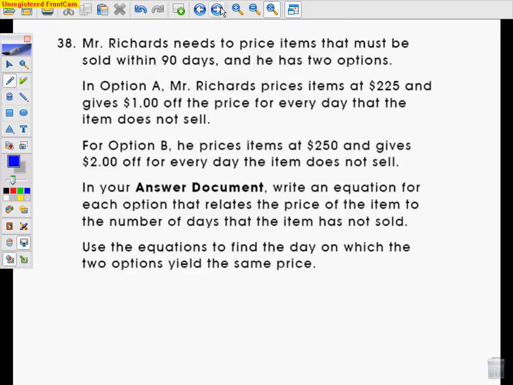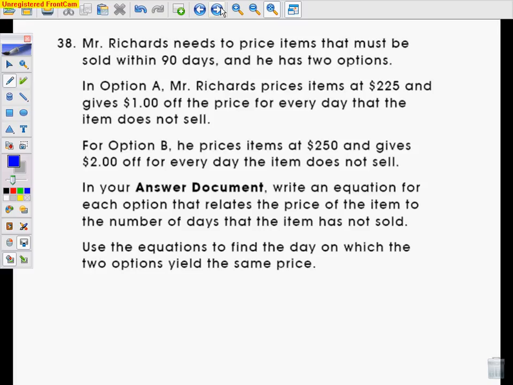All right, number 38. Mr. Richards needs to price items that must be sold within 90 days, and he has two options. In option A, Mr. Richard prices items at $225 and gives $1 off the price for every day that the item does not sell. For option B, he prices items at $250 and gives $2 off for every day the item does not sell. In your answer document, write an equation for each option that relates the price of the item to the number of days that the item has not sold.